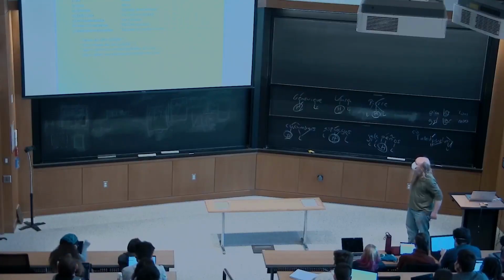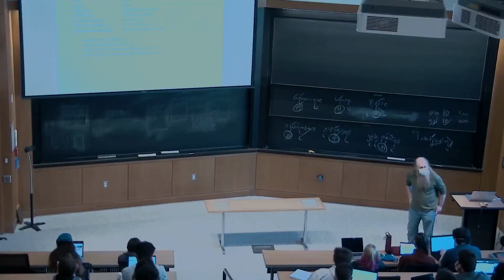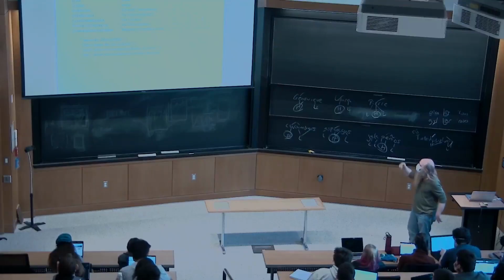So we could ask ourselves, what would happen if you had, and this is either a virtue or a flaw of this way of talking about it, what would happen if the second thing there, don't stress the last syllable, were the first constraint, or if it were the third constraint, or if it were the last constraint? We get to ask ourselves, do we get different systems if we mess with the constraints that way? And this is indeed the kind of thing people do when they're doing this kind of work.